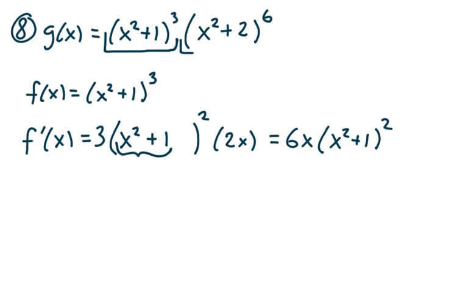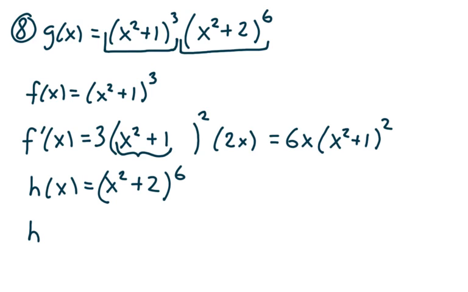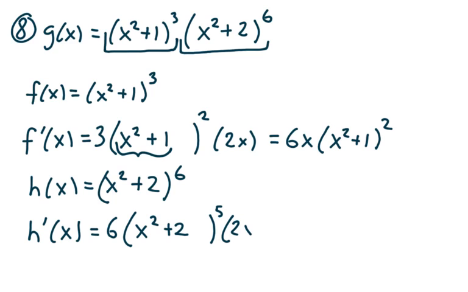Now, let's do the same thing for this piece. And I'll let this be h of x, which is x squared plus 2 to the sixth. And if I want h prime of x, I'm going to pull the 6 out in front. I'm going to multiply this by x squared plus 2 to the fifth times 2x. And so this is 12x times x squared plus 2 raised to the fifth power.